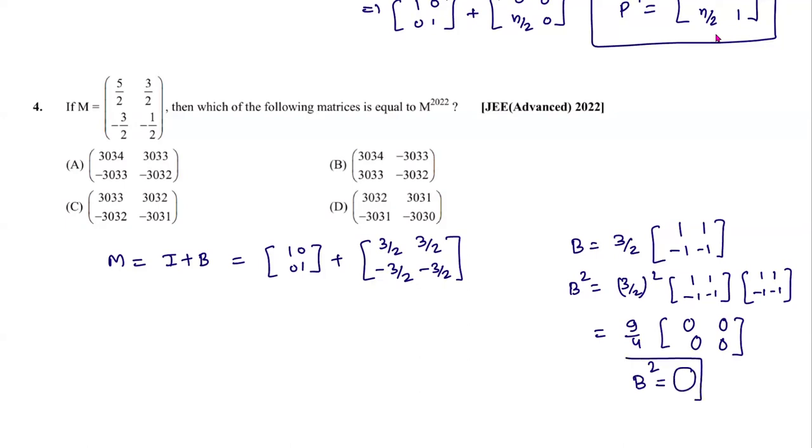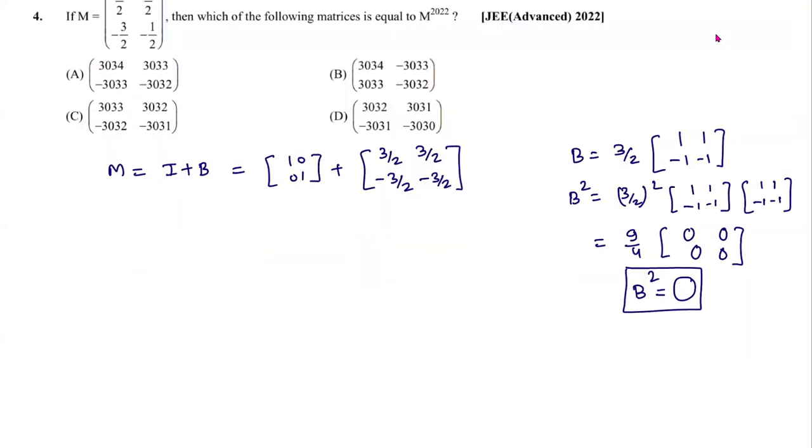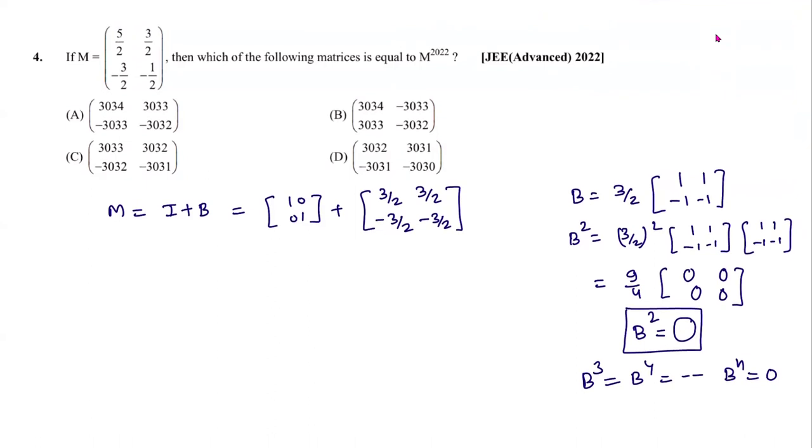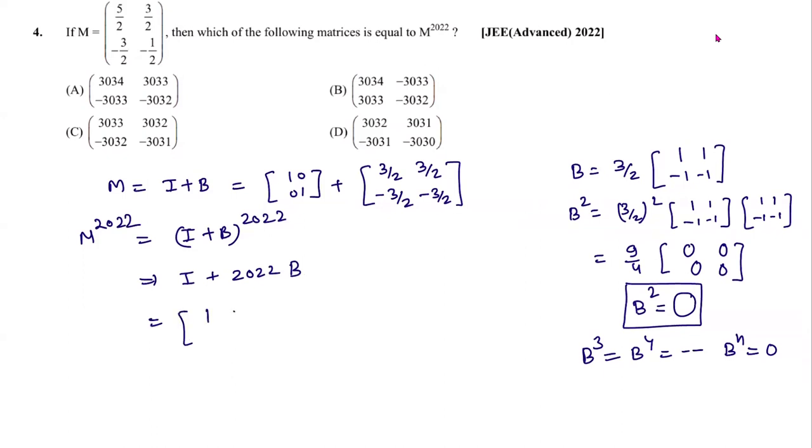If B square is O, then B power 3 is O. What is B power 4? O. B power N is O. Get that. Now you need to find M power 2022. Then we have I plus B power 2022, which we know is I plus 2022 into B. Now everything we have: 1, 0, 0, 1 plus 2022. And what is B?